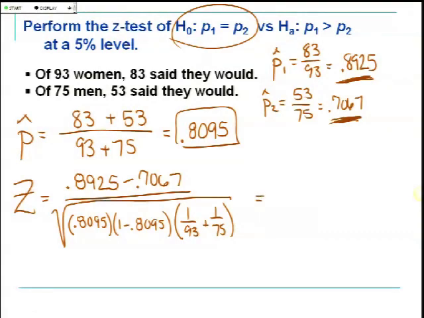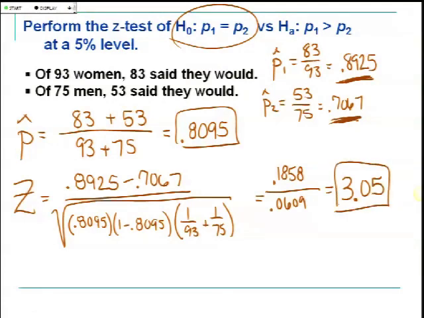Work it out top and bottom separately. If I have 18.58 on top, I would work out the bottom separately, because then if one part was wrong, it might be only a minus one out of the 3 points or something. And then if you take your Z and find the right p-value, no penalty from that point on if you do it correct. Bottom's about 0.06. So what's about 18 over 6? My Z statistic is about 3.05. I'm carrying that out to two places because that's the closest I can get on my Z table.